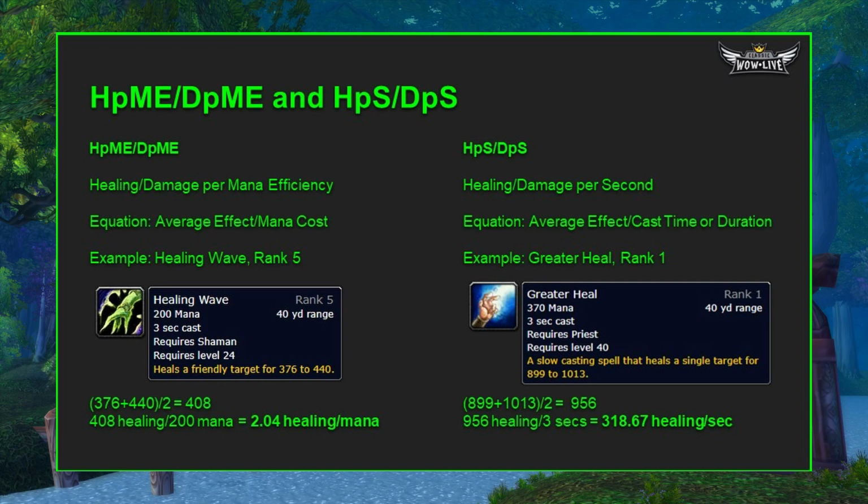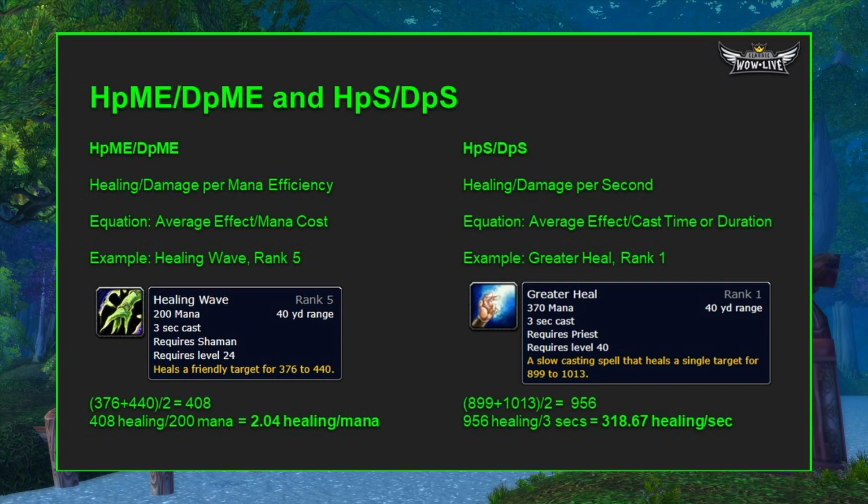Now, for HPS and DPS, that is healing or damage per second, or how much damage you're putting out per second spent casting that spell. This is also a very simple equation, just like HPME or DPME. You need the average effect, and you divide it by the cast time or the duration of the spell. So a good example is Greater Heal rank 1. It has a range of 899 to 1013 health restored. If you take the average, which is 956, and divide by the cast time, which is 3 seconds, you get approximately 319 healing per second.